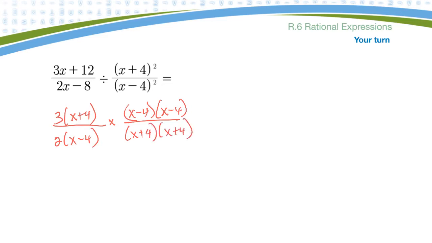Okay, now I'm looking for factors of 1 that I can take out. Here's an x plus 4, gone. Here's an x minus 4, gone. I think that would be all. So I'd be left with 3 times x minus 4 over 2 times x plus 4.